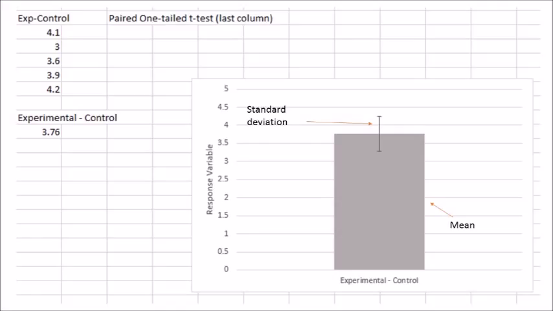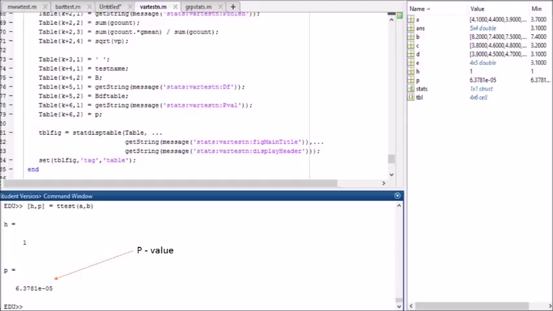The bar represents mean, which again is experimental response minus control response, and error bars represent standard deviation. This better represents the comparison made by a paired t-test than plotting mean response values for the control and experimental group side by side as done for an unpaired t-test. Here we use the MATLAB function ttest to run a paired t-test, producing a p-value and h-value, with the h-value indicating that we can reject our null hypothesis at a 5% significance level.